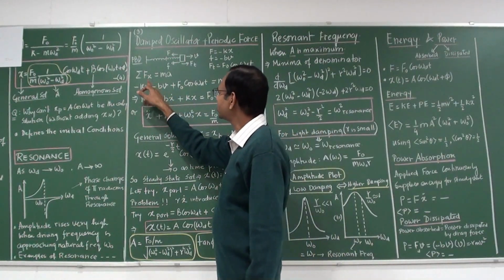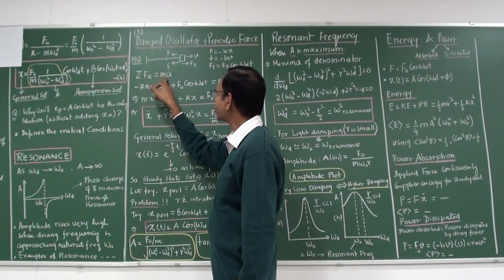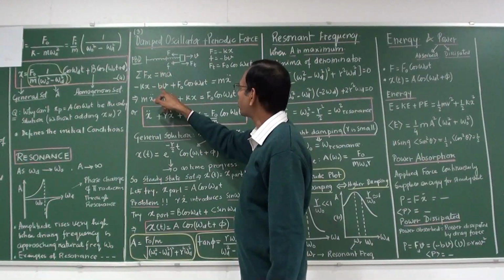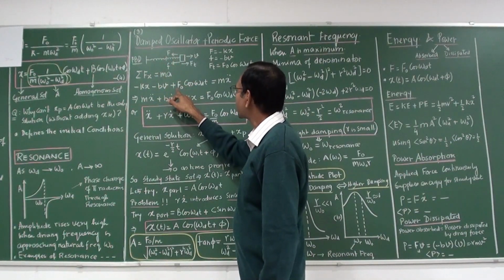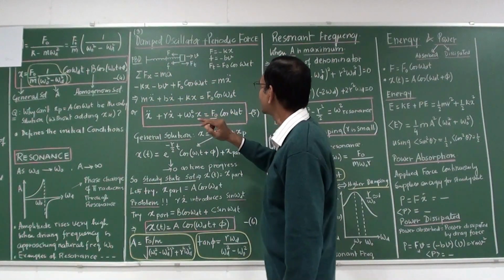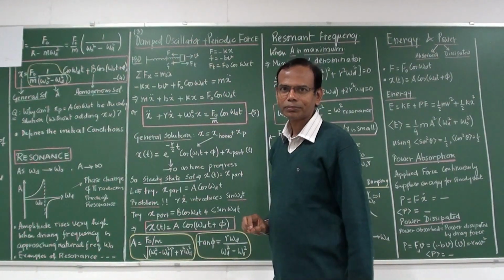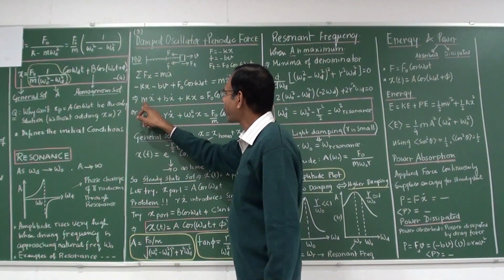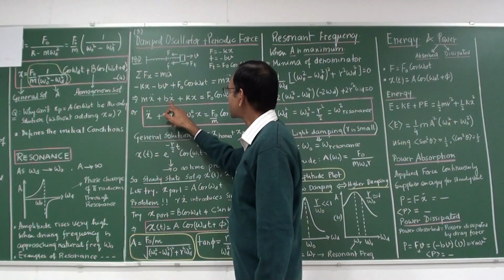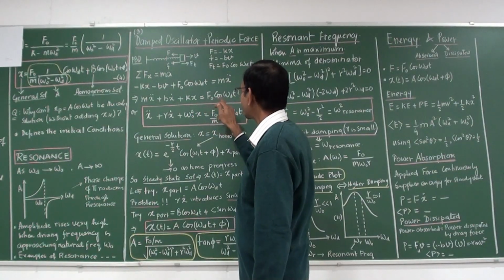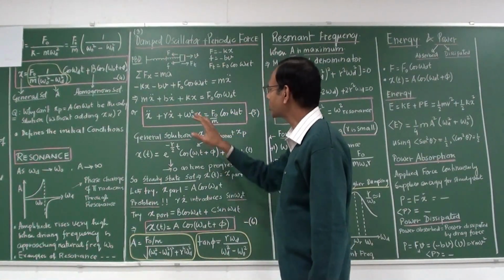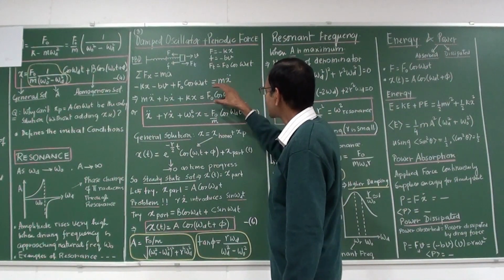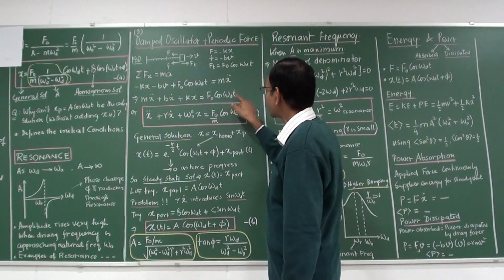Now let us write Newton's law. Sigma Fx is equal to ma: minus kx minus bv plus F0 cos omega d t is equal to m x double dot. So finally we get m x double dot plus b x dot plus kx is equal to F0 cos omega d t. Again, because of the temporal dependence, we have separated this F0 cos omega d t.